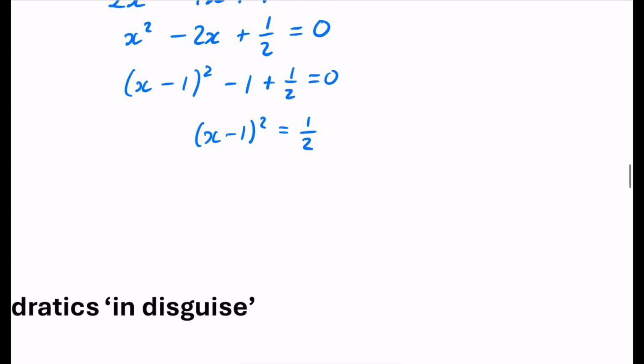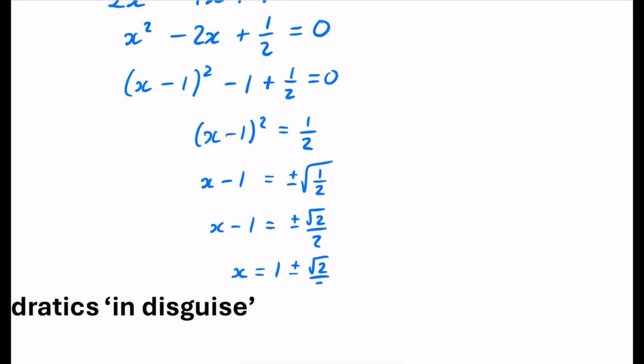Now, all I need to do here is just square root both sides. So when I square root both sides, I will get x minus 1 equals plus or minus the square root of 1 over 2. Now, you can either put that in your calculator or do it manually. But when you put that on your calculator, the square root of 1 over 2 gives you root 2 over 2. So it's plus or minus root 2 over 2. So my final answer, when I add the 1 on, is that x is equal to 1 plus or minus the square root of 2 over 2.